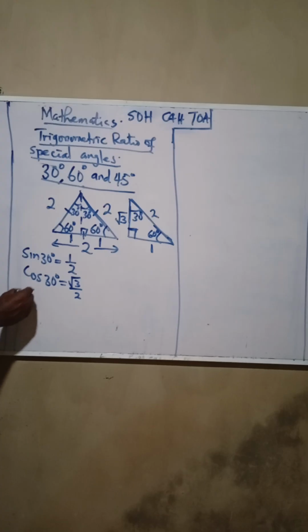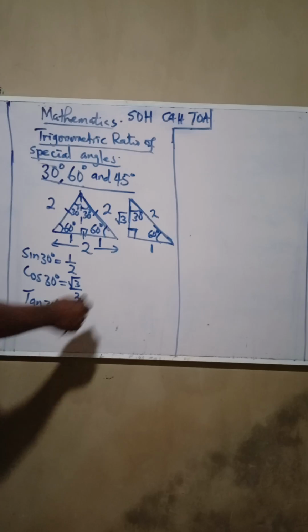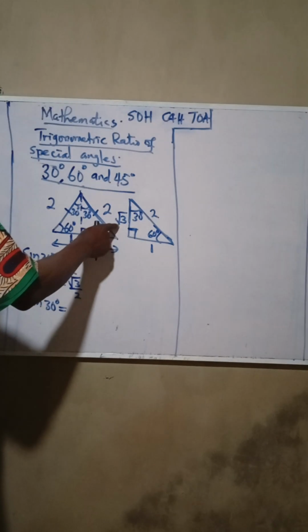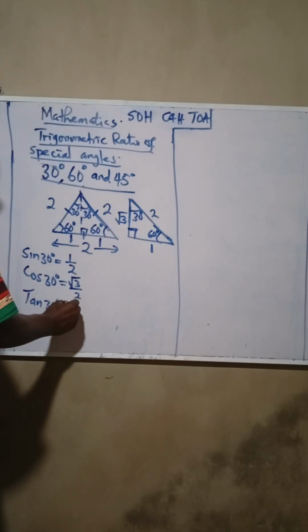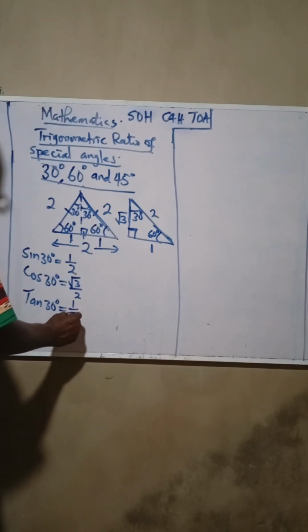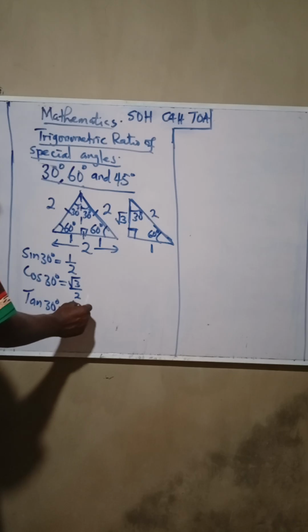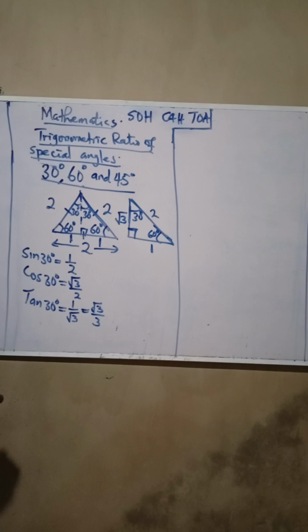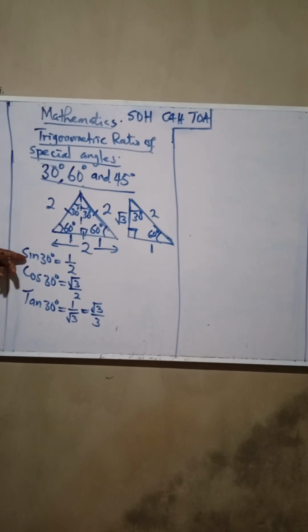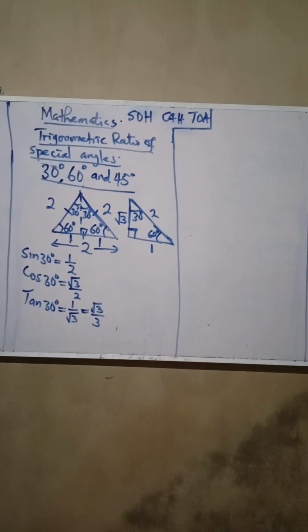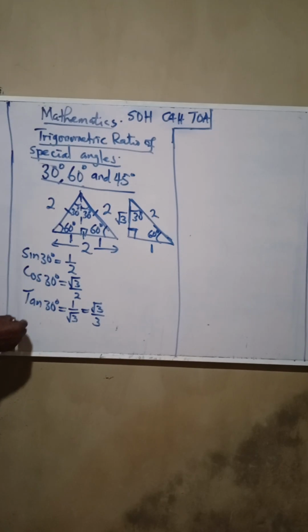Then the next thing is tan 30 degrees. Tan is opposite over adjacent. So this is opposite, this is adjacent. Opposite over adjacent is 1 over root 3. If you rationalize this, you are going to have root 3 over 3. So we have done sine of angle 30, cosine of angle 30, and tan of angle 30. So we are now going for angle 60 degrees.